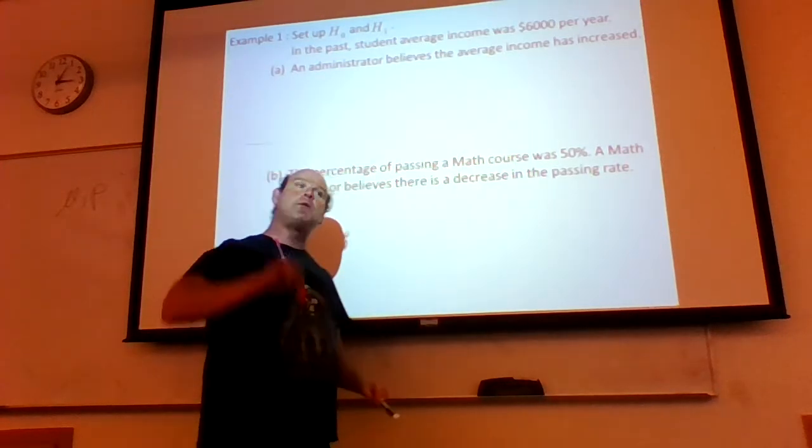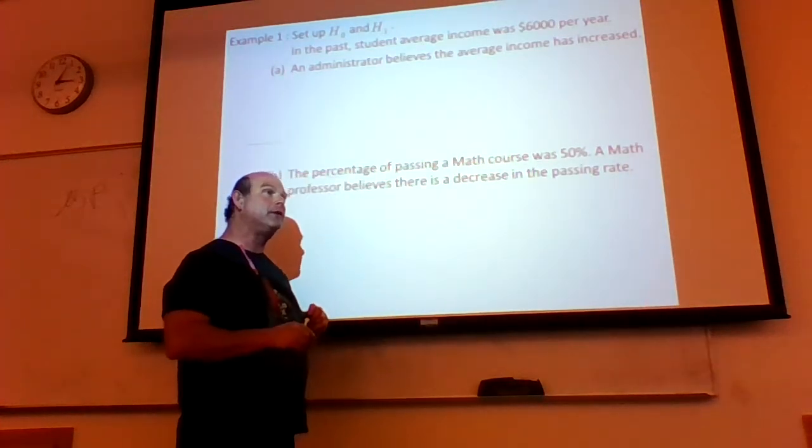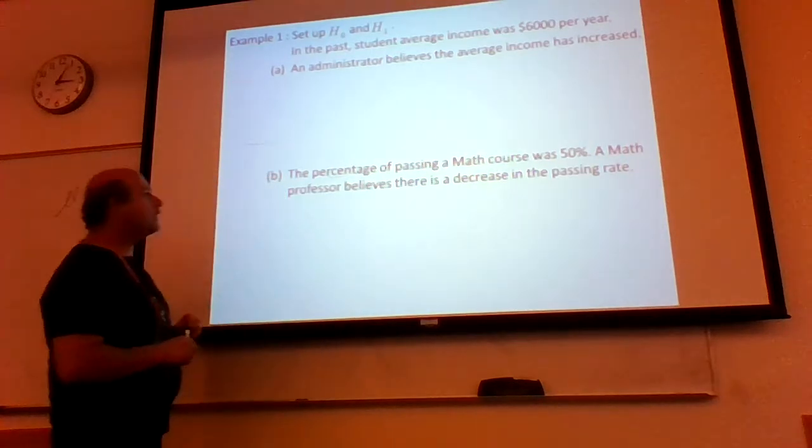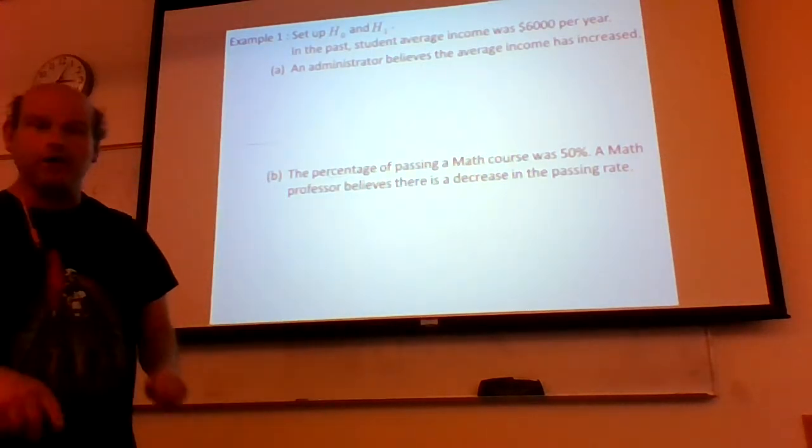So increase has got to be what? Greater than, less than, or not equal to? Greater. Good. So here's how you would write your null and alternative hypothesis.